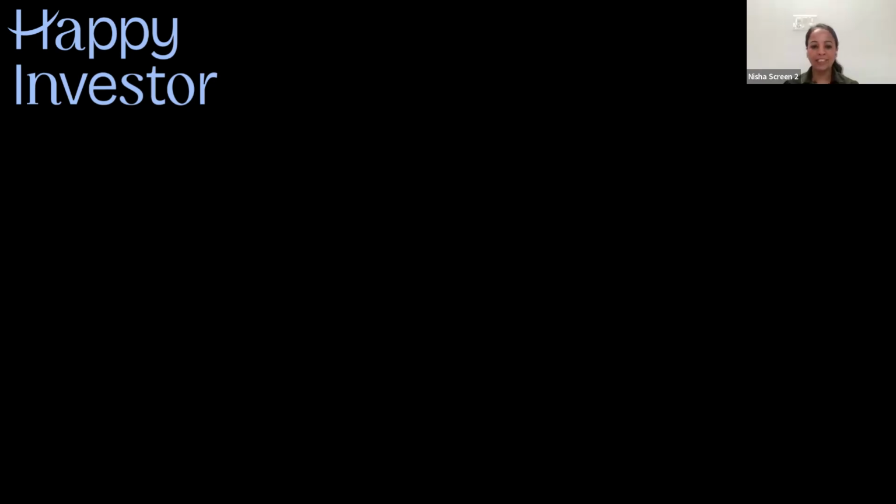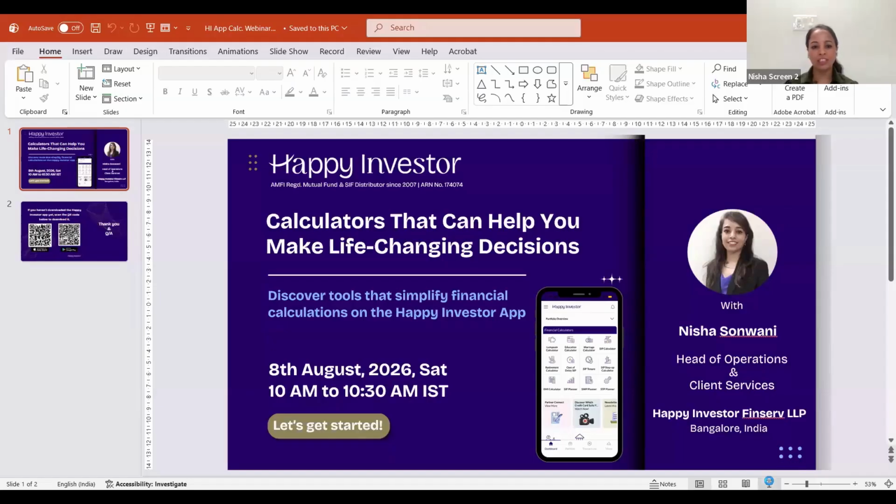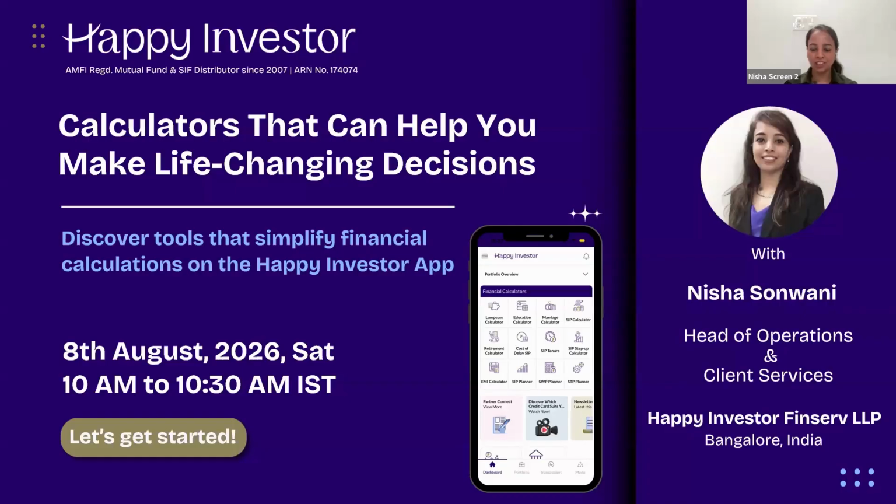One small point to keep in mind is that the results shown by these calculators are for illustration and planning purpose. The expected returns are assumptions, and the actual mutual fund returns can vary depending on the market conditions.